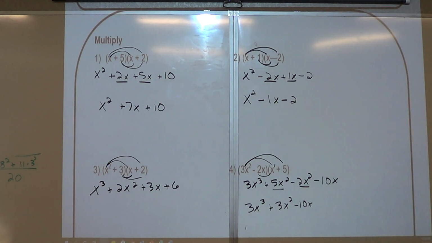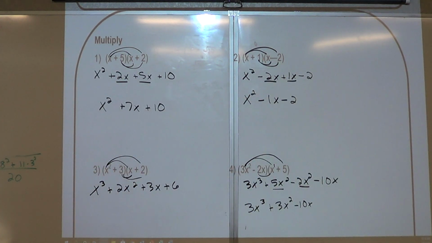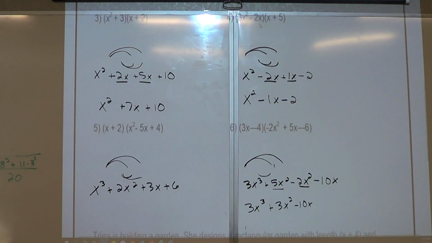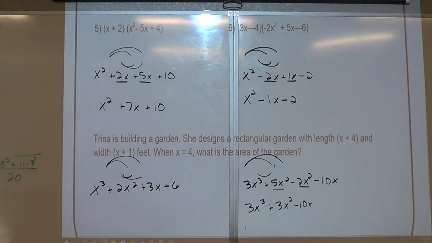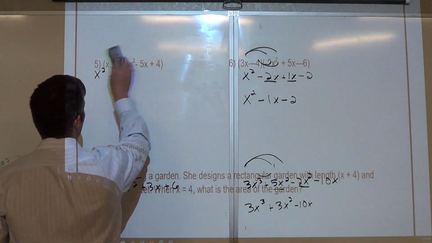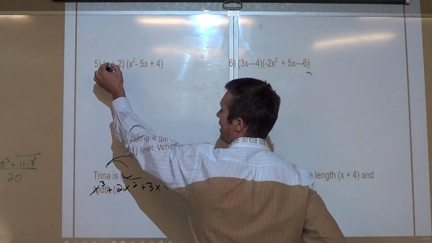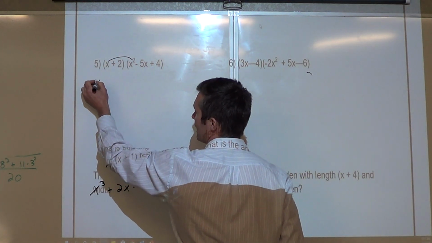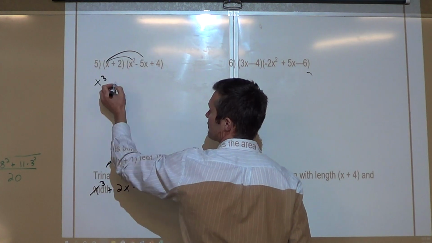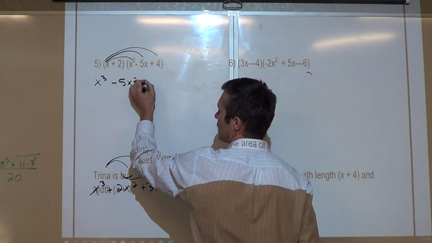I'm going to show you now when we have 3 terms in it. But make sure you take the time, check your multiplication as you go through it. When we have 3 terms, we're going to use the same method. We just have to distribute to all of them. So x times x squared is x to the third power. x times 5x is 5x squared. x times 4 is 4x.